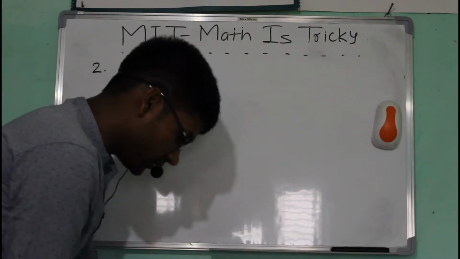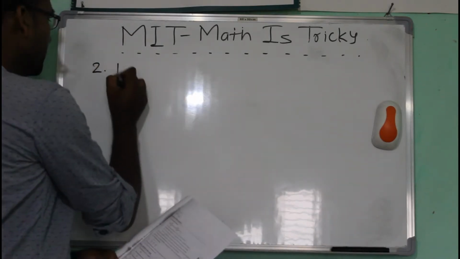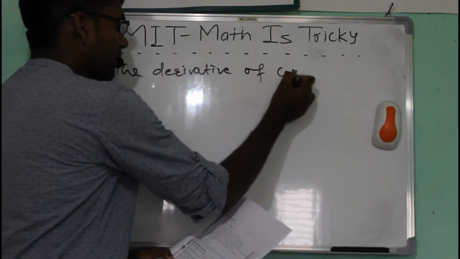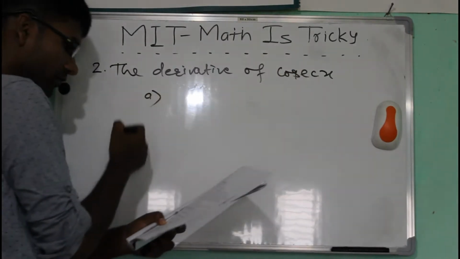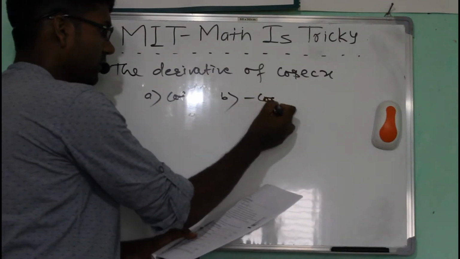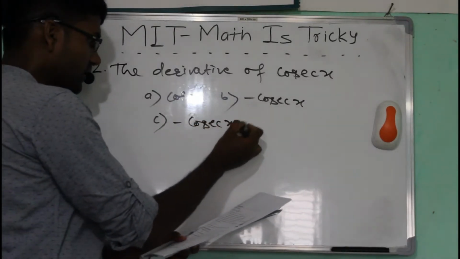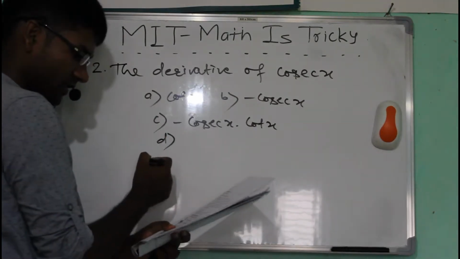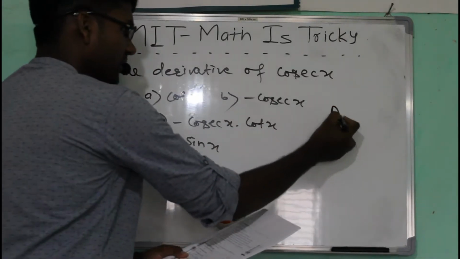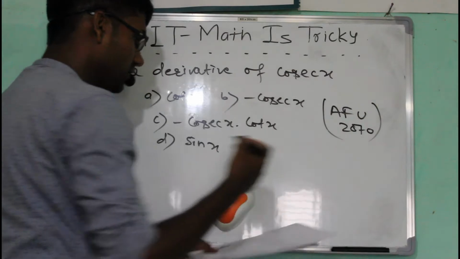So let me write the second question, again from your entrance exam. The second question is the derivative of cosec x. Here we are given different options. The first one is cot x, the second one is minus cosec x, the third one is minus cosec x cot x, and the fourth option is sin x. This question was asked in the exam 2070. Again it is a question from 2070.